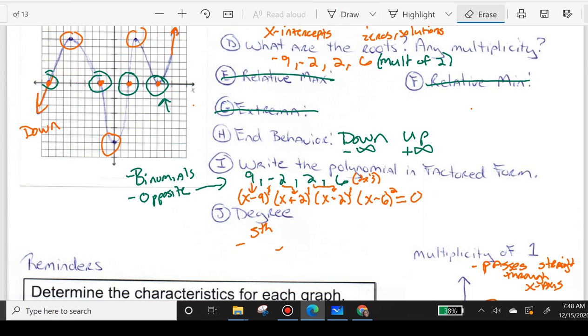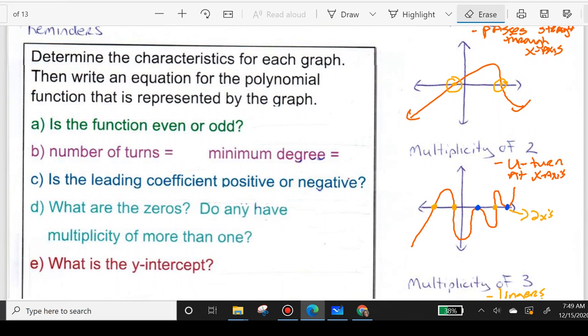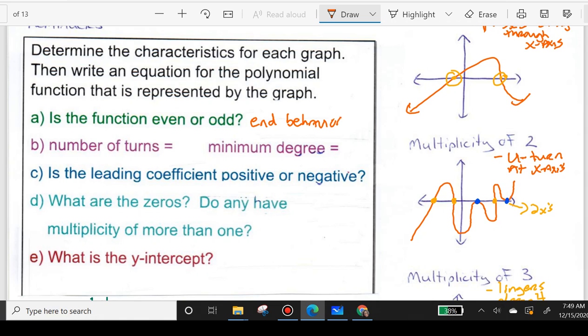All right. So let's go down a little lower and just give you guys a quick synopsis here. So let's determine the characteristics from each graph. So I just want to again go through these and make sure everyone's good at determining these. Is the function even or odd? You're going to determine that from the graph and the end behavior. If it's in the same direction, it's even. If it's in different directions, it is odd.